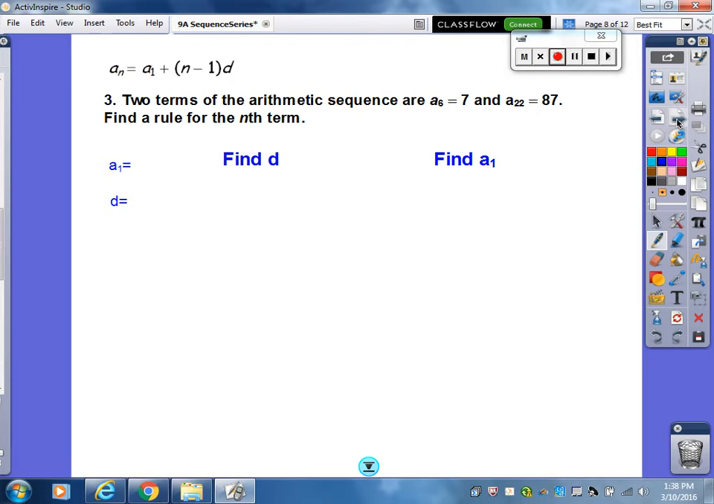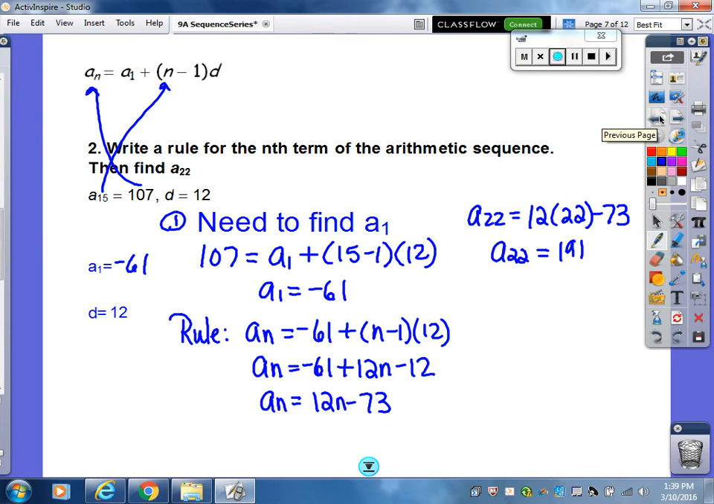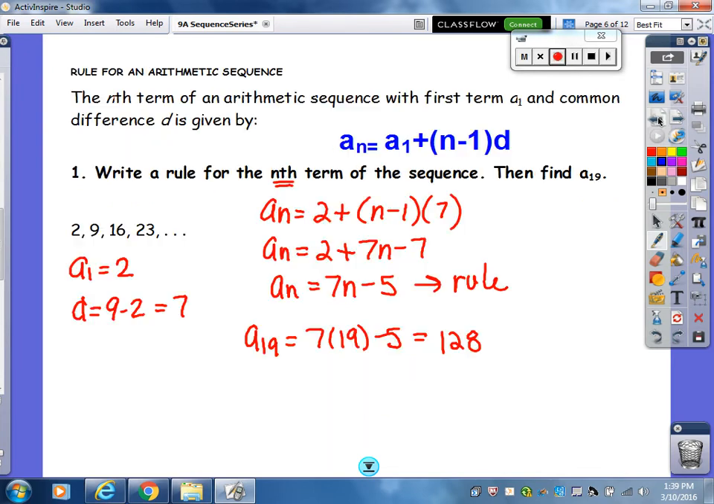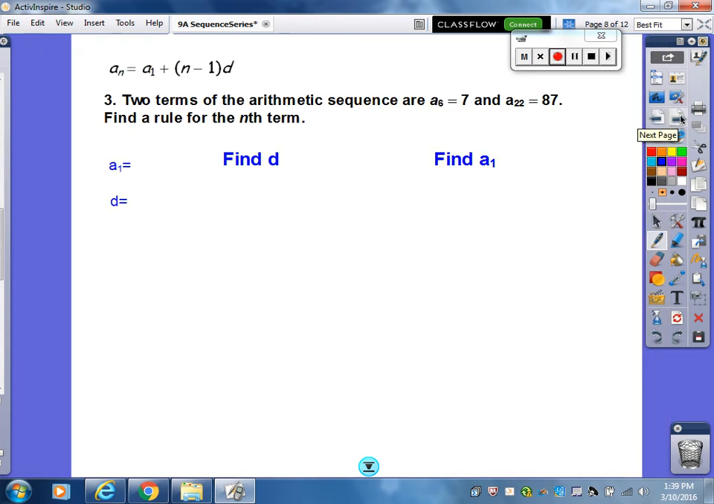Well, think about what D is. All right, D acts like what? This is linear, so D is your slope. So how do you find slope? Go back the other way. Let's find slope. It's the difference of the y's over the difference of the x's. So remember our domain. So our difference is going to be 87 minus 7 over my domain, which was 22 minus 6. So this is going to get you what? 80 over 16, which is equal to 5. So my common difference is 5.